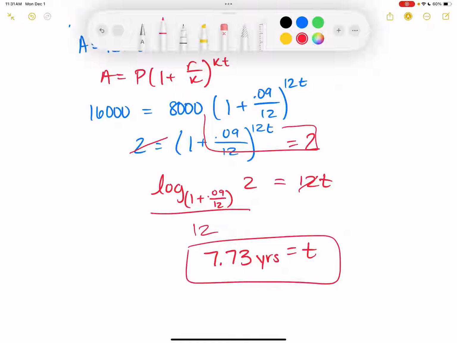All right, questions on that one? Why isn't it months? Well, months when it makes sense. Because it's increasing at 9% every month, that's not that much money. Pretty much always T is going to be in years unless it tells you otherwise.